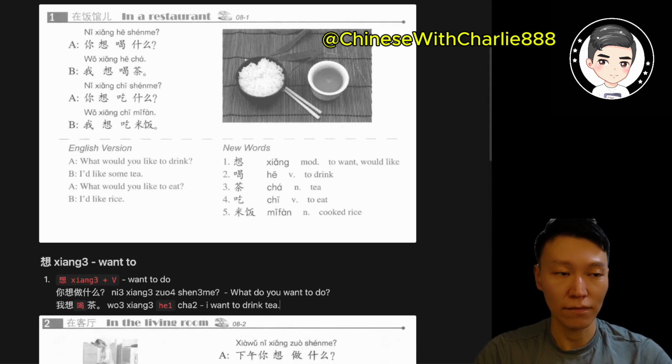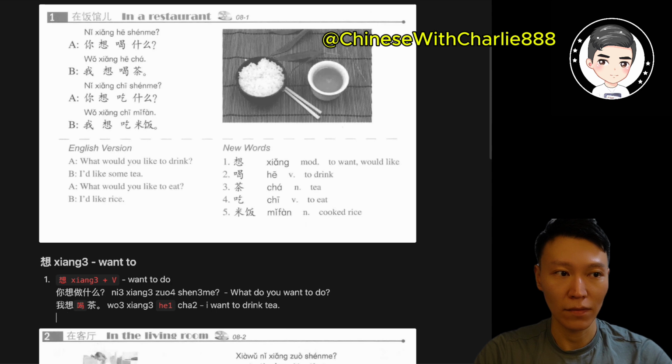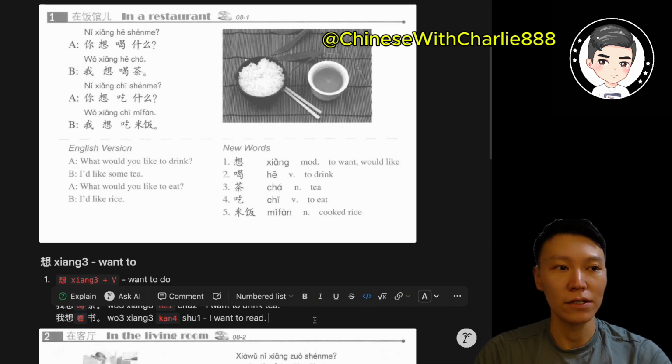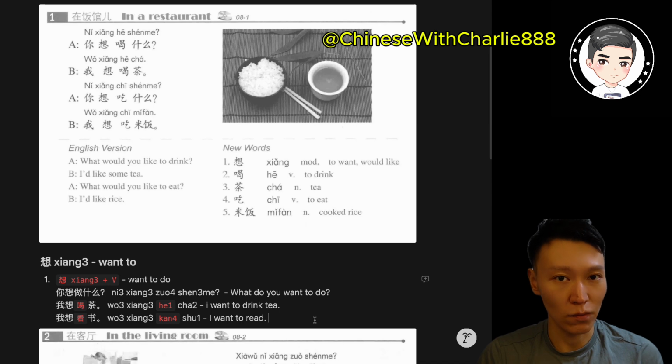Another situation, 我想看书。I want to read. Or I want to read books. It depends on you. So still, after 想, here we have the verb 看. 看 is a verb. So remember, 想 means want to do, and after 想, we always use a verb. Because if we use a noun after 想, the meaning of 想 would change.